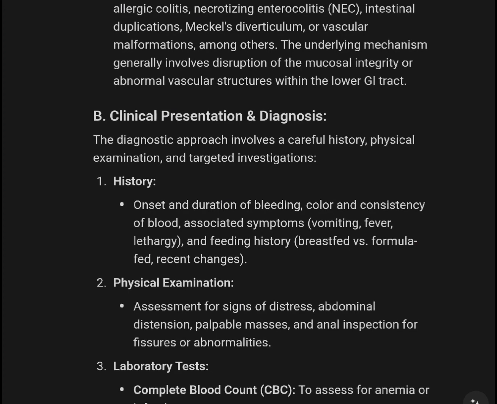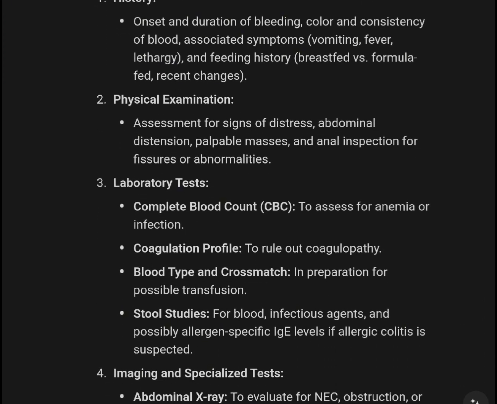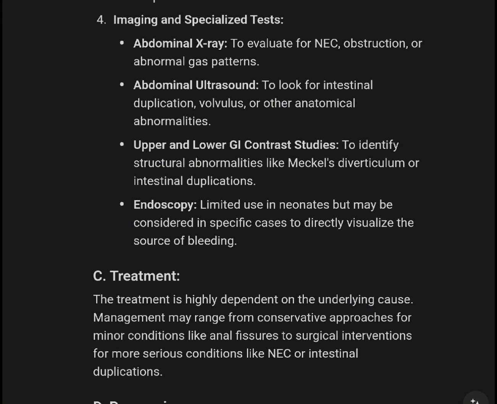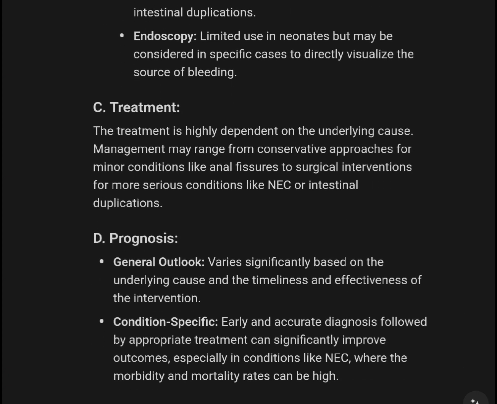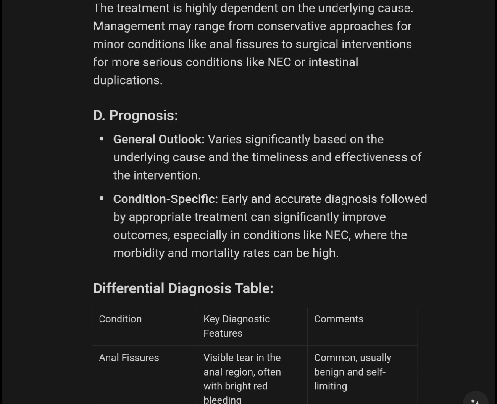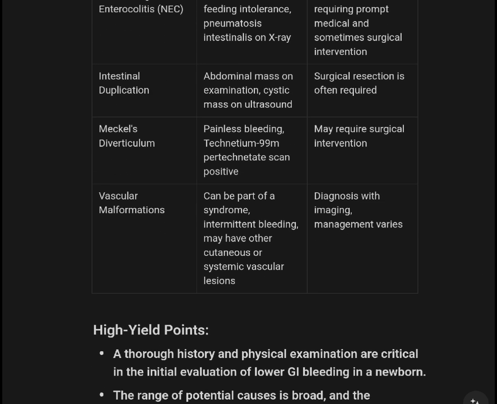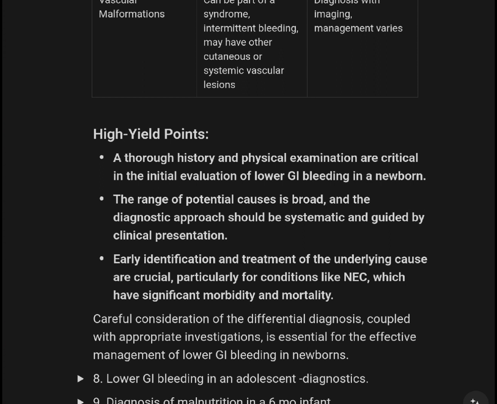Symptoms, pathophysiology, history and physical examination, laboratory tests: CBC, coagulation profile, blood type and cross-match, stool studies. Imaging and specialized tests: abdominal X-ray, abdominal ultrasound, upper and lower GI contrast studies, endoscopy. Treatment based on underlying cause. Prognosis: general and condition-specific. Differential diagnosis: allergic colitis, necrotizing enterocolitis, intestinal duplication, Meckel's diverticulum, vascular malformation. High yield: history and physical examination are critical in the initial evaluation of lower GI bleeding in a newborn. The range of potential causes is broad. Early identification and treatment.